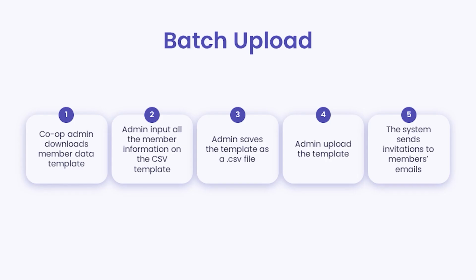For the batch upload, it will have a different process which is broken down into 5 simple steps. First, the COP admin downloads the member data template. Then the admin inputs all the member information on the CSV file, after which the admin will save the template and then upload that template to ARCS. And lastly, the system sends invitations to members' emails.